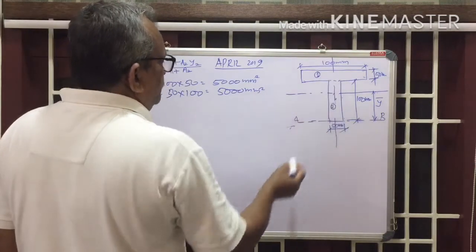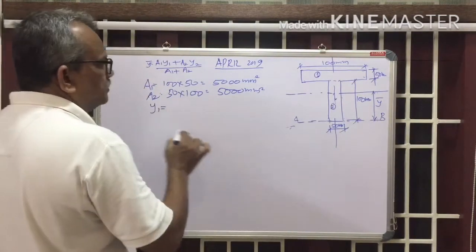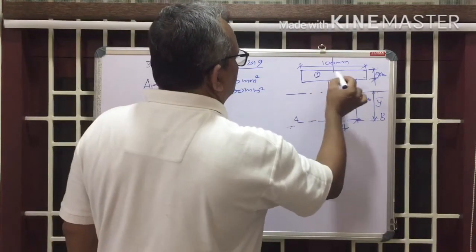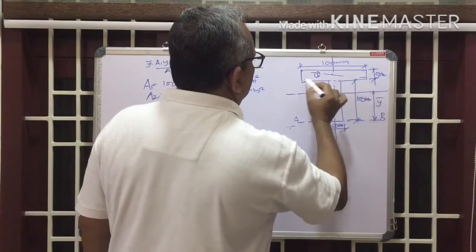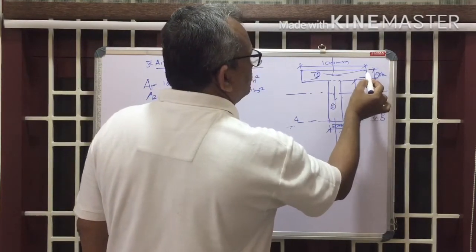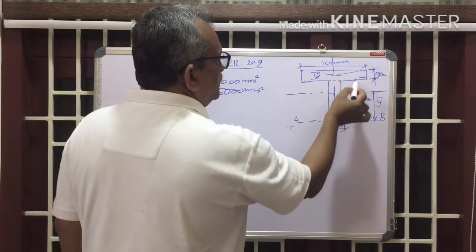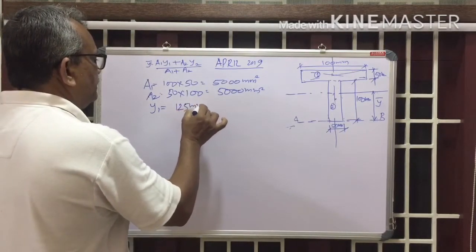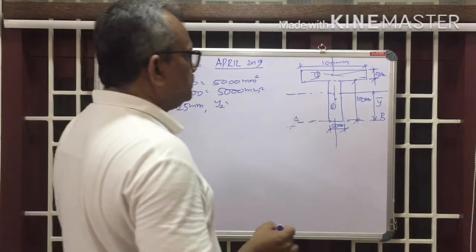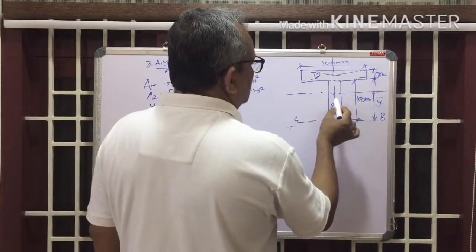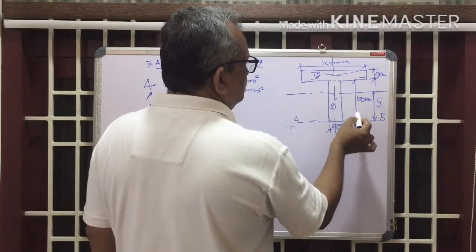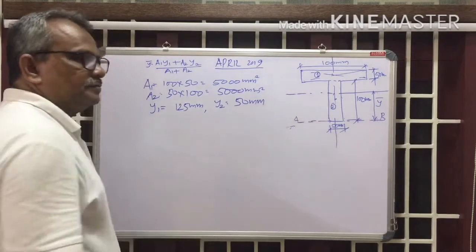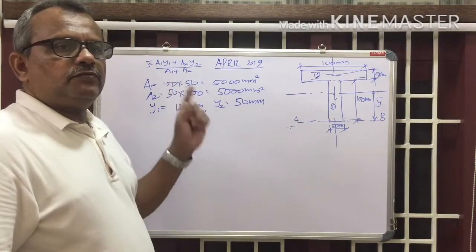Now the distances Y1 and Y2. Y1 is the distance from the datum line, the baseline AB, to the CG of the first rectangle. The CG of the first rectangle will be at a distance of 25 mm from this point. So total will be 100 plus 25, 125. So Y1 is equal to 125 mm, and Y2 is the distance from the same baseline AB to the CG of the second rectangle, which is 50 mm. So Y2 equals 50 mm.